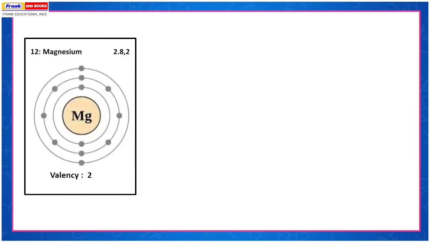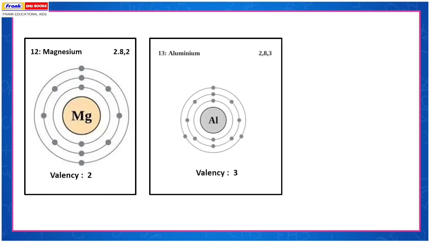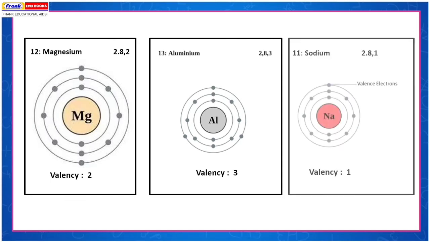Magnesium has electronic configuration 2, 8, 2. In order to be stable, it needs to lose 2 electrons from its outermost shell. Thus, the valency of magnesium is 2. Aluminium with electronic configuration 2, 8, 3 needs to lose 3 electrons from its outermost shell to gain a stable configuration. Thus, its valency is 3. Sodium with electronic configuration 2, 8, 1 needs to lose 1 electron from its outermost shell in order to obtain stability. Thus, its valency is 1.